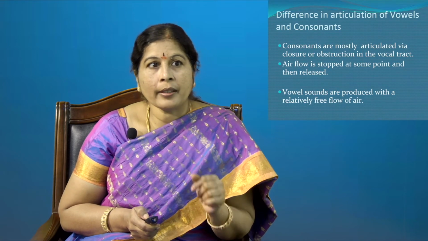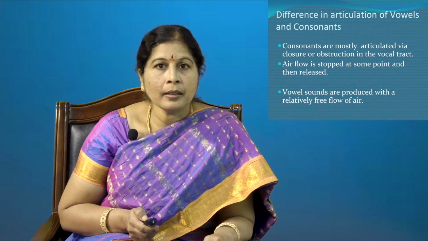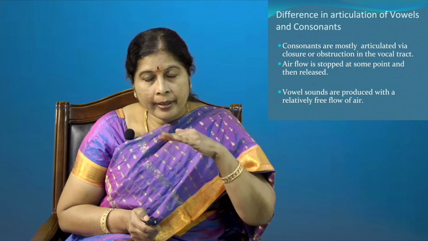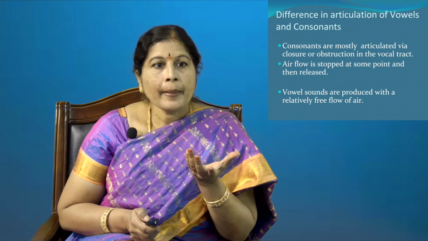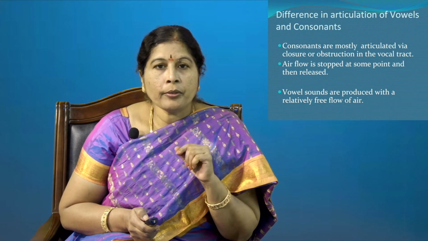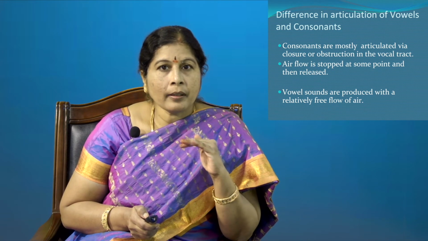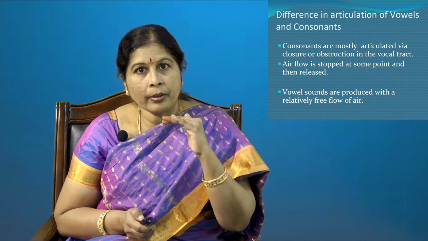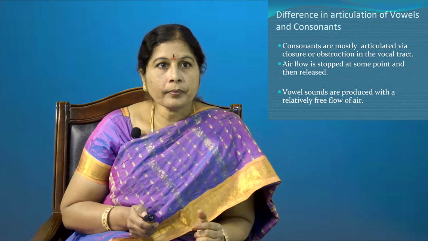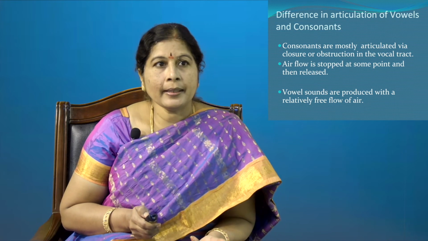Now what is the difference when we are articulating the vowels and consonants? When we articulate consonants, what is happening? Consonants are mostly articulated via closure or obstruction in the vocal tract. Airflow is stopped at some point and then released, whereas vowel sounds are produced with a relatively free flow of air. That is, the active articulator comes close to the passive articulator and the air comes out. We will discuss about that in detail later.